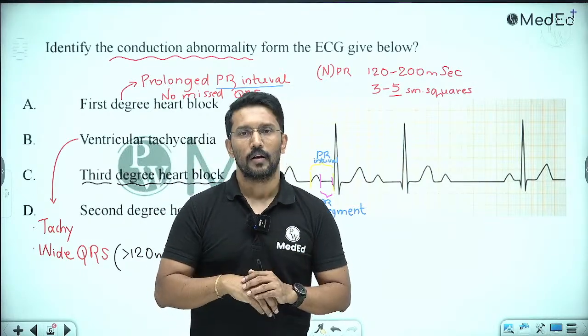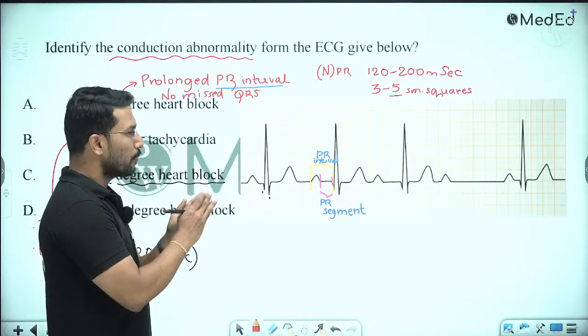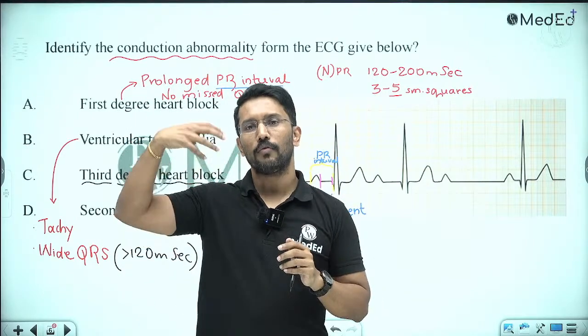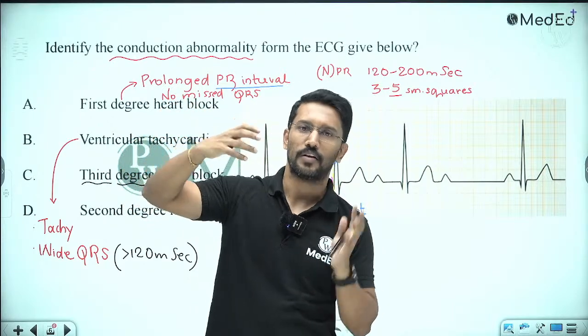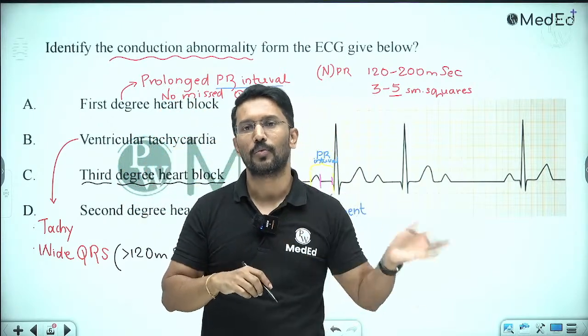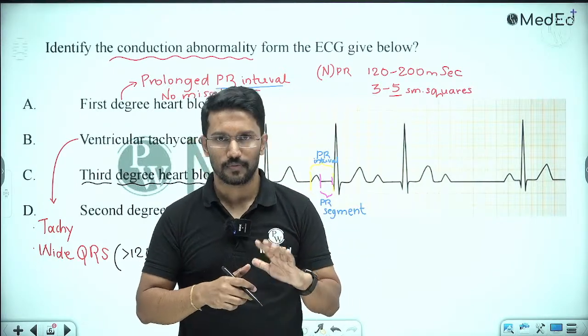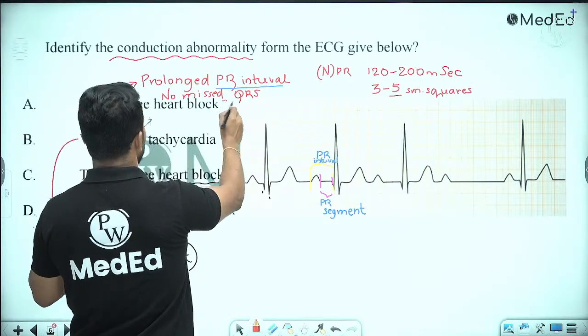Okay. Now in the first degree AV block, as I've already told you, the PR interval is prolonged. What does that mean? That means the wave of atrial depolarization is taking a long time to reach the ventricles. That's why ventricular depolarization is getting delayed. That is why PR interval is prolonged. Clear? But there will be no missed QRSs in case of the first degree.